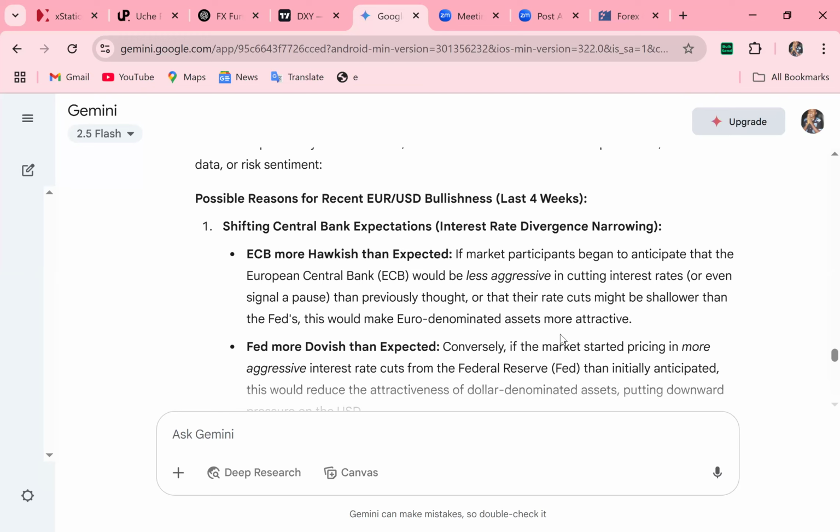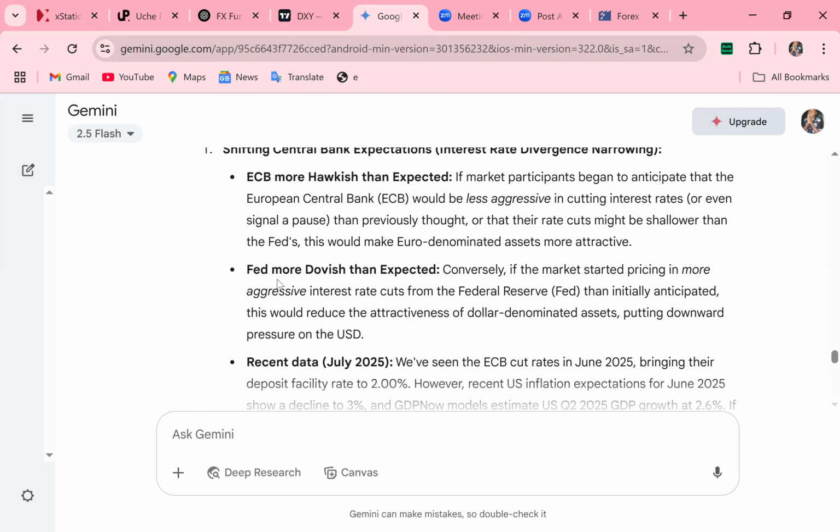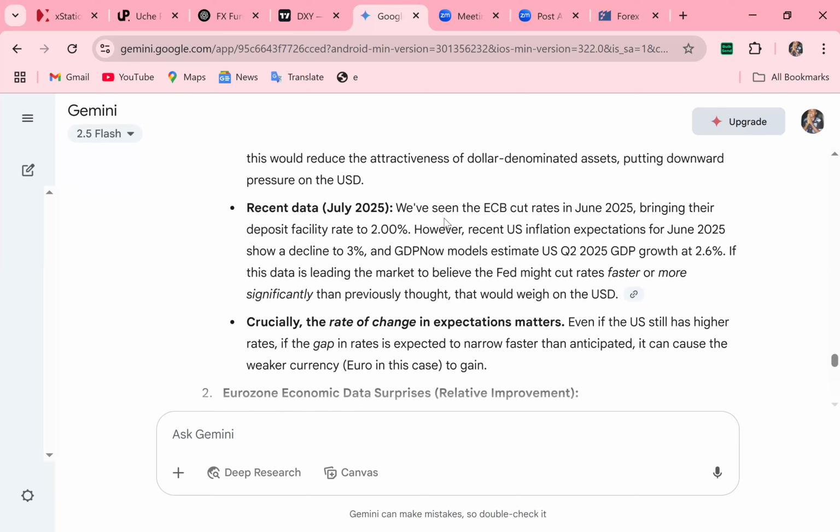Then another suggestion is the Federal Reserve being more dovish than expected. Then, in the recent data of July, we have seen that the European Central Bank cut rates in June, bringing their deposit facility rate to 2.0%. Now, the US inflation expectation for June also declined by 3%.